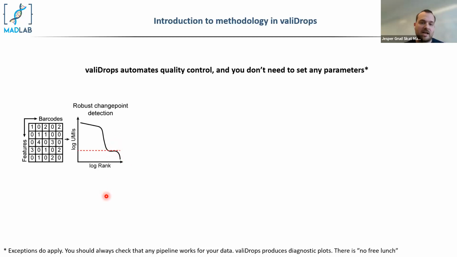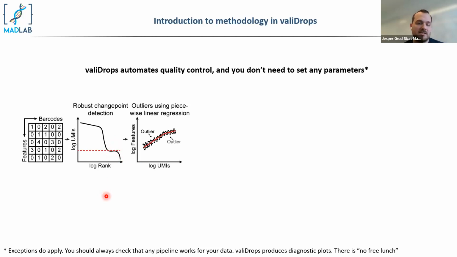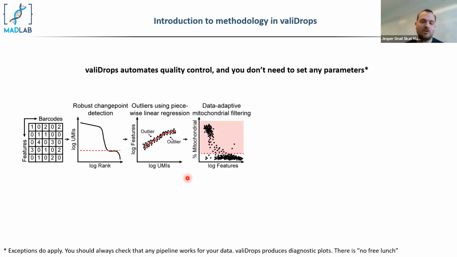Then what happens after that in valiDrop is that we use a series of community standard metrics to filter barcodes. We look at the relationship between the number of detected features and the number of UMIs. And again, we use piecewise linear regression to fit a curve. And then we find outliers, which are cells that have an abnormal relationship between the number of features and the number of UMIs. We also filter based on the mitochondrial content.